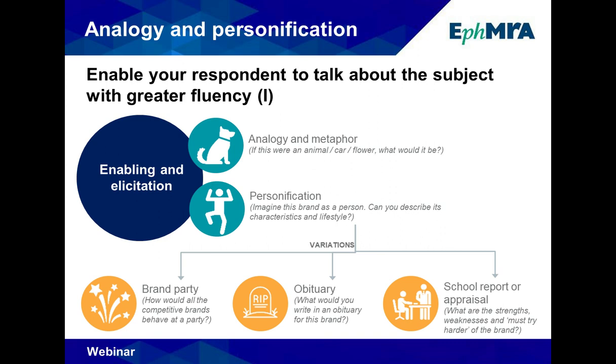Another alternative here is the obituary. What should you write in an obituary for this brand? This is really useful with brands that receive a lot of negative criticism or have very limited differentiation. The idea is that obituaries tend to focus on the positive achievements. And then as a third example here, a school report or appraisal. What are the strengths and weaknesses? What are the must-try-harder areas of the brand?